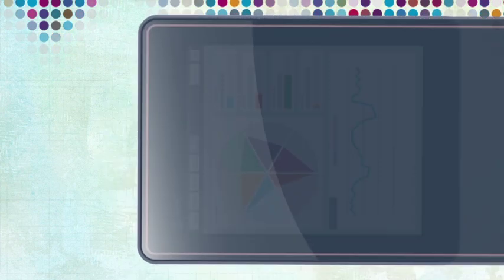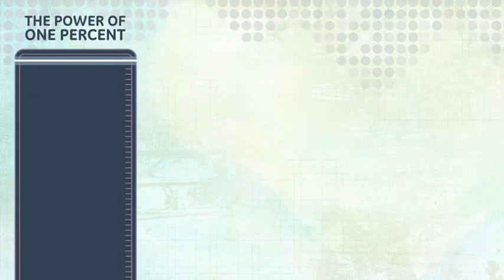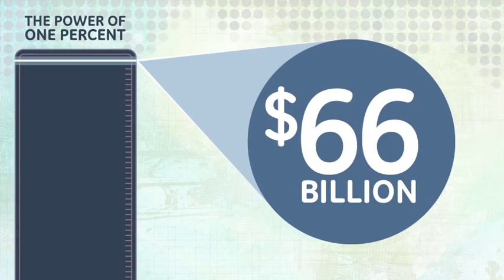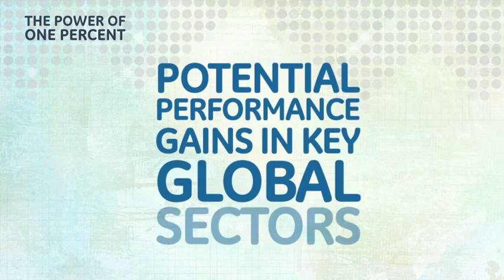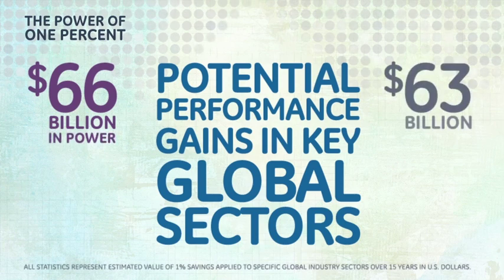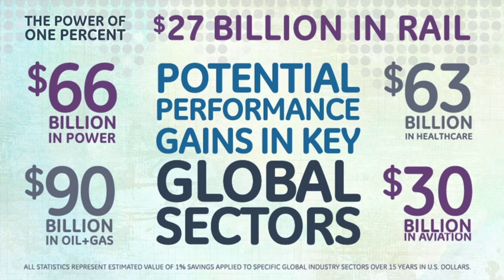How much? Let's start with 1%. Doesn't sound like much, does it? But a 1% improvement in gas fuel efficiency would equal $66 billion in savings over 15 years. And a 1% savings across key global industry sectors would save $82 trillion. Approximately half of the global economy. A little bit of savings goes a long way.